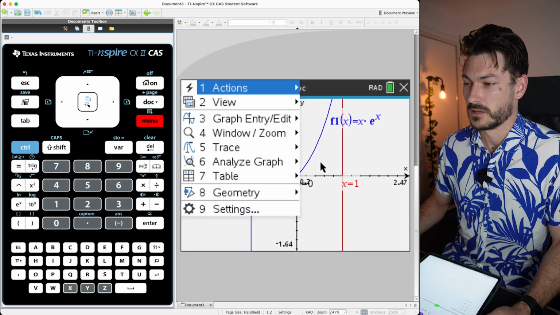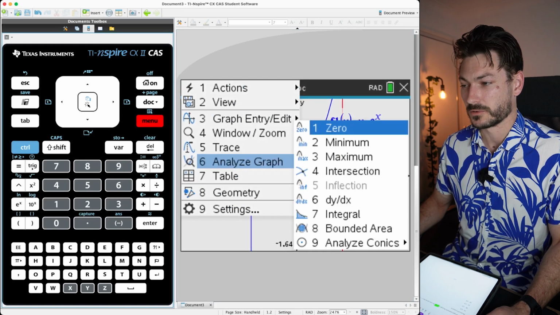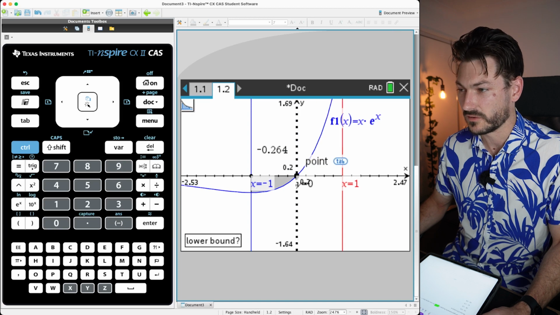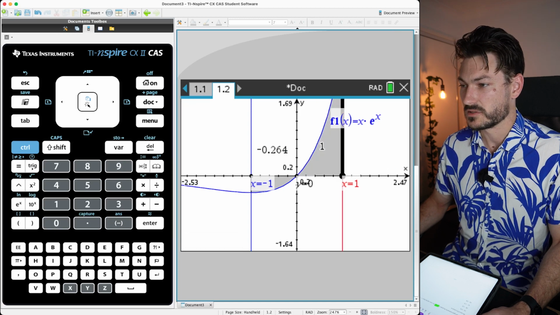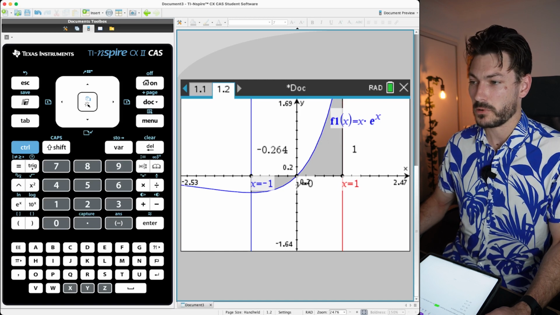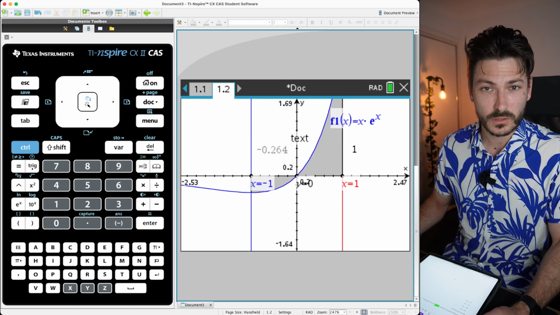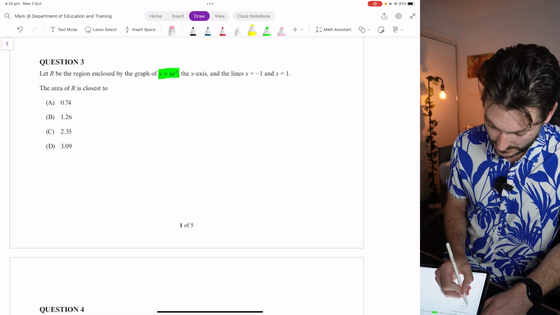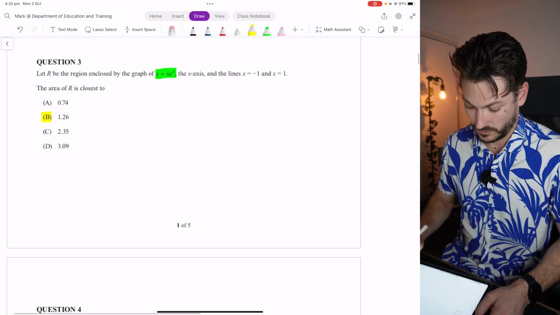And if I do it again, analyze graph, integral, and then same graph, but from 0 to 1 this time, I'm going to get the area of, oh, 1, exactly 1. That's pretty cool. So combined, they are 1.264 in terms of area, which looks to be B. So I'm going to select option B for my total area.